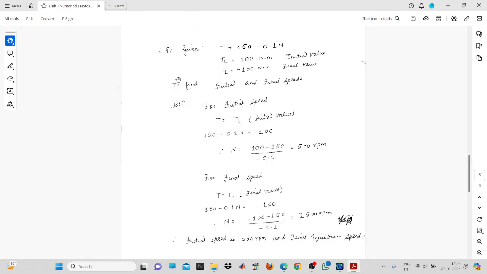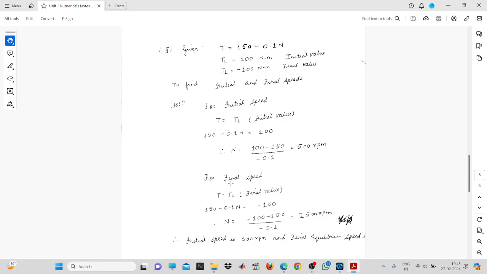So this is question number 5, which we have to understand. Now you can see that there is the torque equation, and it depends upon the speed. So linear speed is given to you, and TL will be equal to 100 Newton meter and minus 100 Newton meter. This is the initial value, and this is the final value. So you will have to calculate the speed for both values, because you will have to find the initial speed and the final speed. So you just have to equate T equal to TL. So you are going to get 500 RPM here, and here you are going to have 2500 RPM.